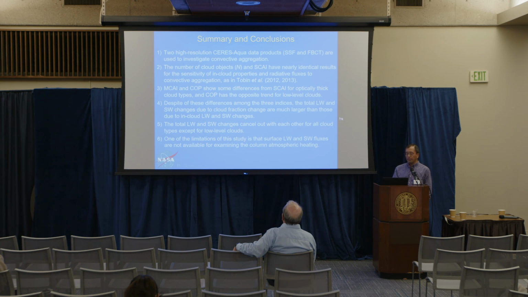And the other thing I noticed is the total longwave and shortwave change due to cloud fraction change are very large compared to the in-cloud property change. And those two changes cancel each other. And of course, there are a lot of limitations. One of them is I wish they had the surface longwave and shortwave flux, so I could look at the column atmosphere heatings. But that's not easy to produce. That's it.